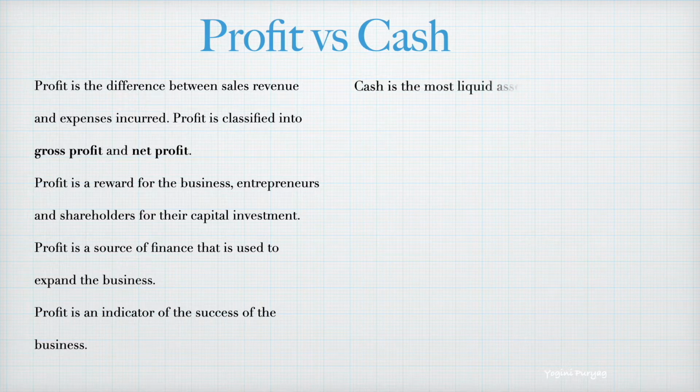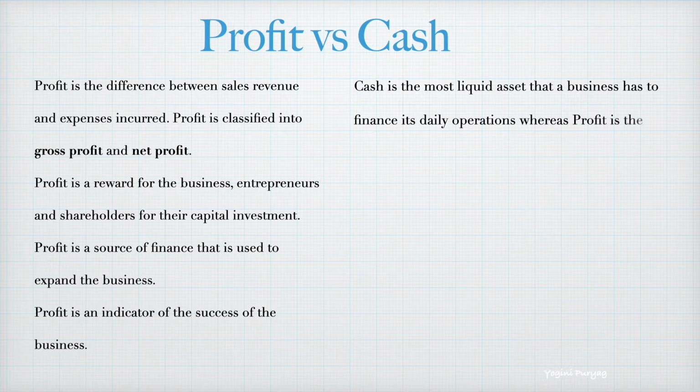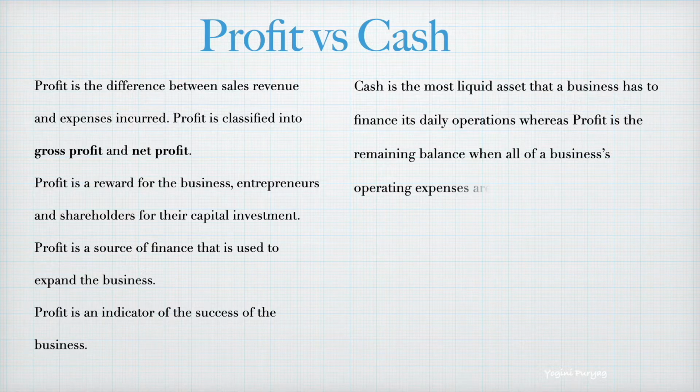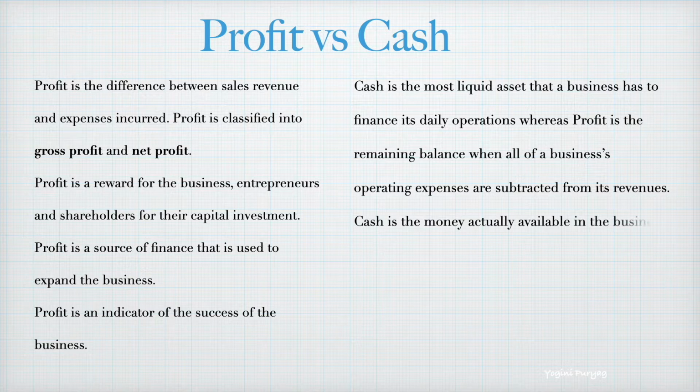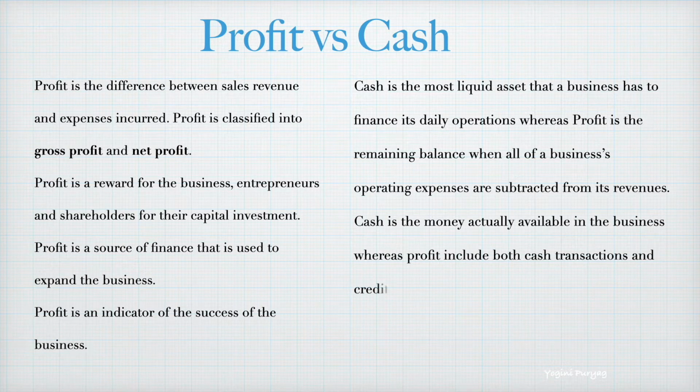Cash is the most liquid asset that a business has to finance its daily operations, whereas profit is the remaining balance when all of the business's operating expenses are subtracted from its revenues. Cash is the money actually available in the business, whereas profit includes both cash transactions and credit transactions. High profits do not mean high cash.